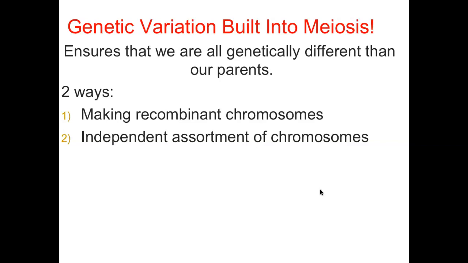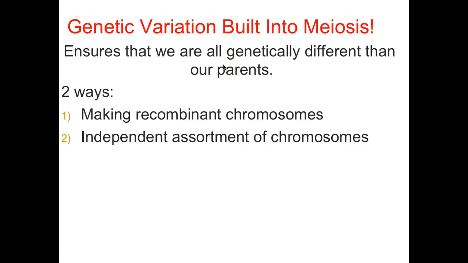So why does the process of meiosis have crossing over and building in variation? Because it's healthy for a population. We need to make sure that we are genetically different from our parents. And let's talk about why.